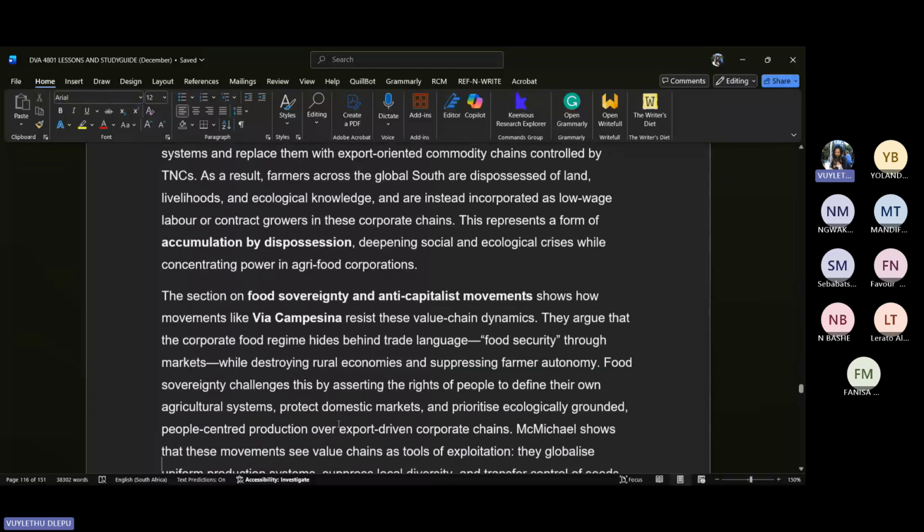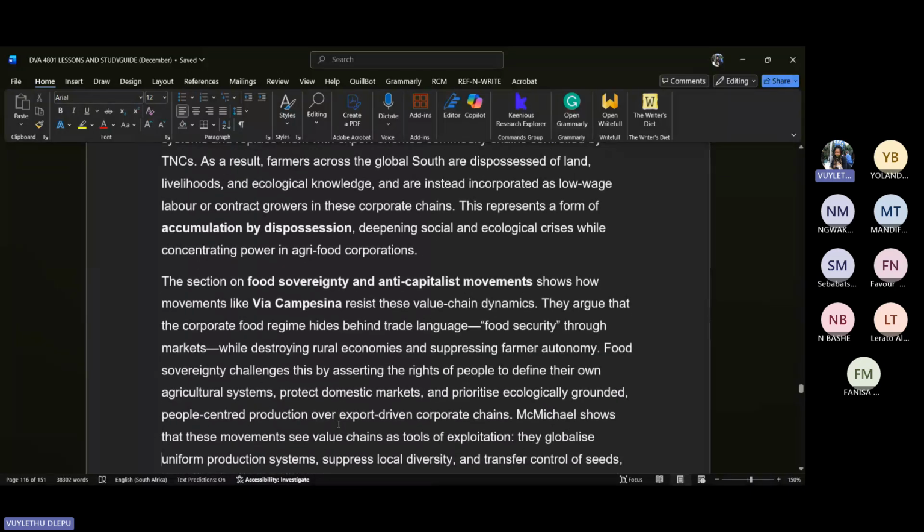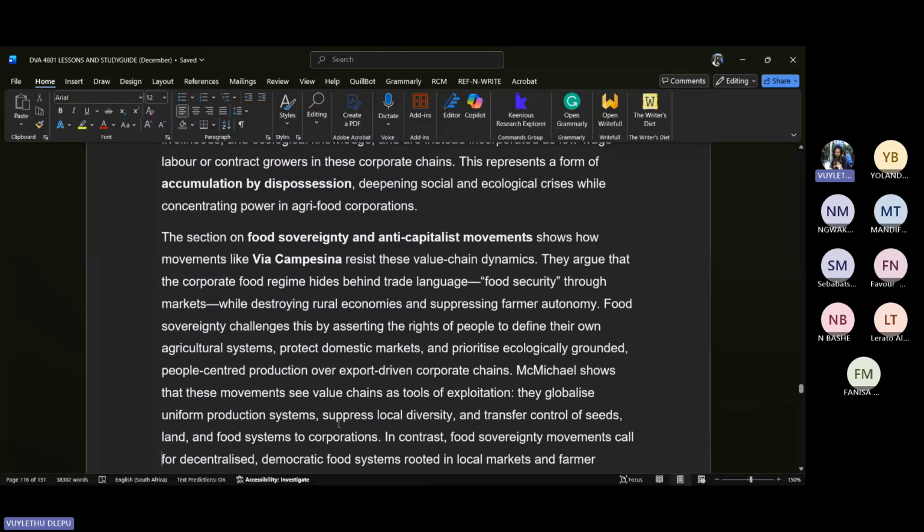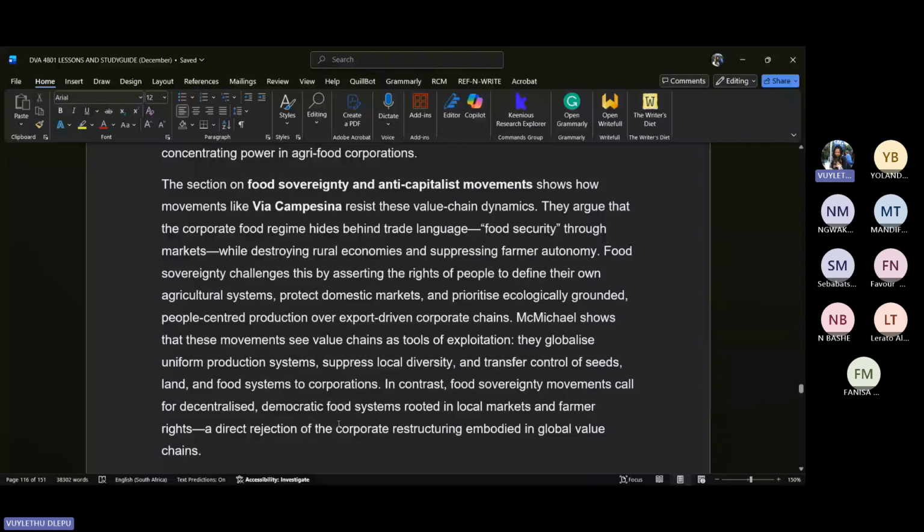Then the section on food sovereignty and anti-capitalist movements shows how movements like Via Campesina resist these value chain dynamics. They argue that the corporate food regime hides behind trade language, food security through markets, while destroying rural economies and suppressing farmer autonomy. Food sovereignty challenges this by asserting the rights of the people to define their own agricultural systems, protect domestic markets, and prioritize ecologically grounded, people-centered production over export-driven corporate chains.